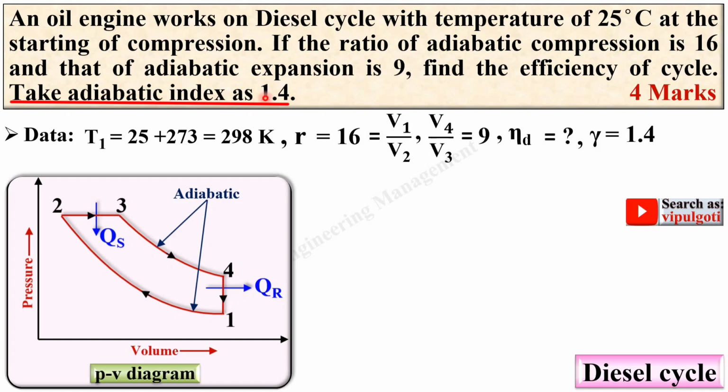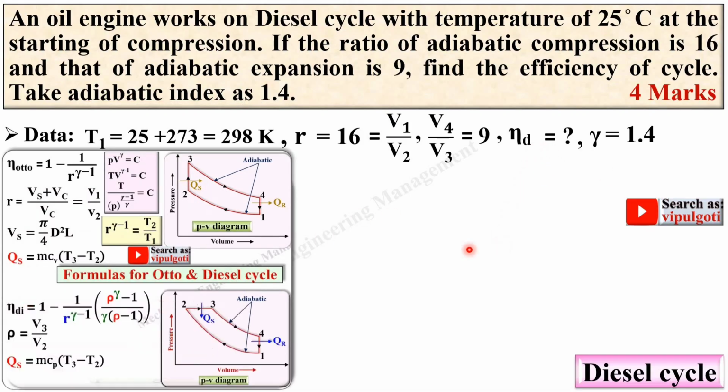Next, take the adiabatic index as 1.4, that is gamma. My dear friend, if it is not given to you in the examination, then you can assume gamma is equal to 1.4 for the air standard diesel cycle. Now refer to this list of formulas for the Otto and diesel cycle. Here the question is about the efficiency of the diesel cycle, that means this one. You can find the efficiency from this equation. But observe it carefully: r is given to you, gamma is also given to you, but the cutoff ratio rho is not given to you directly. So first you need to find this rho, and then you can use this equation.